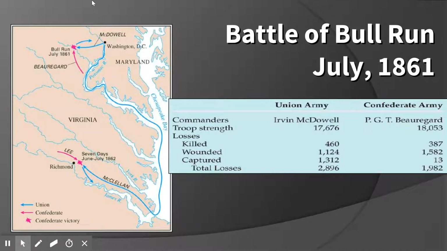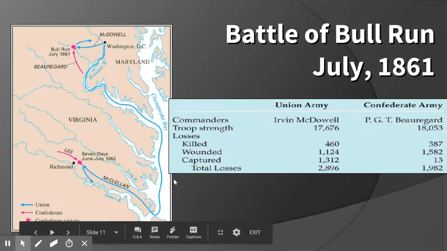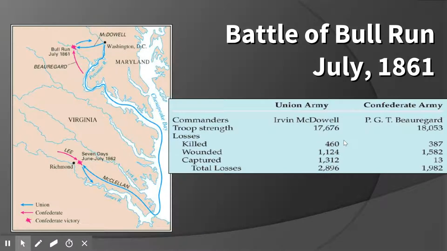So again, we have the Battle of Bull Run here. Notice you have the red or the pink, however you see it, being the Confederate forces. You have Union coming in. The Union forces came from Washington, D.C. Because they lose, they're being forced to retreat. Here's your stats. Killed. The Union loses 460 men. Over 1,100 are wounded and 1,300 are captured. So total losses are nearly 2,900 men.